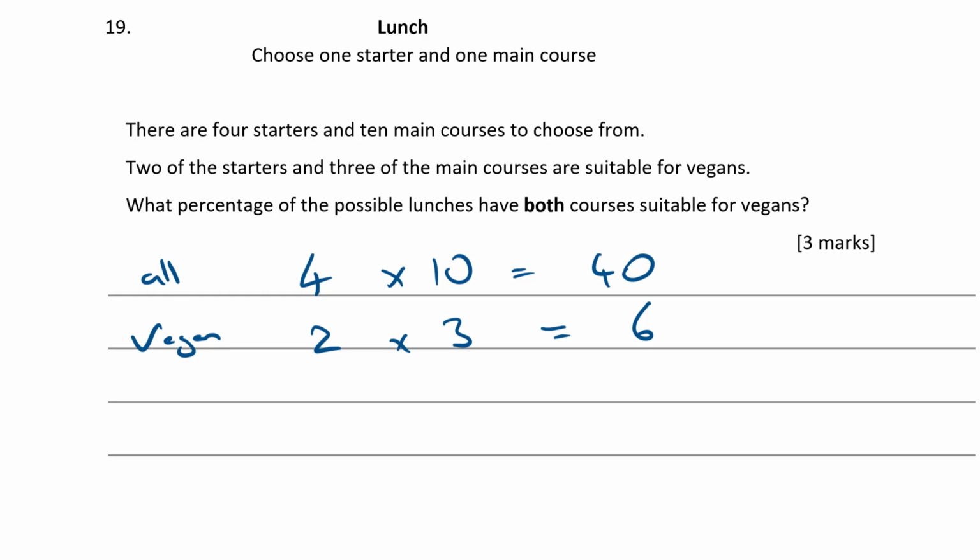Okay, so the fraction that is vegan is going to be 6 dishes out of 40 dishes, which is 6 divided by 40, that is 0.15 as a decimal, which is what as a percentage then? 15%.